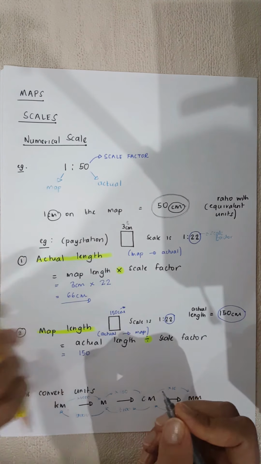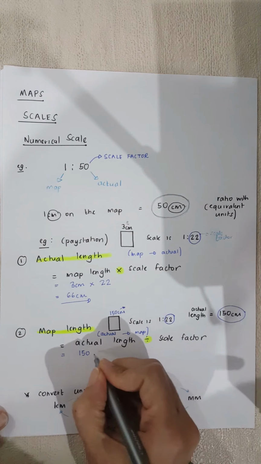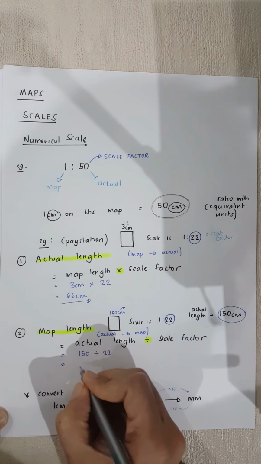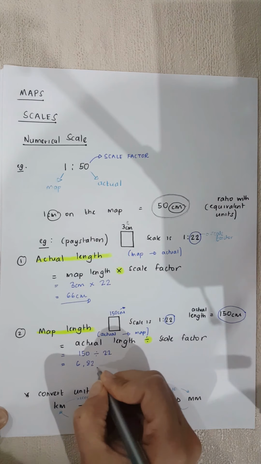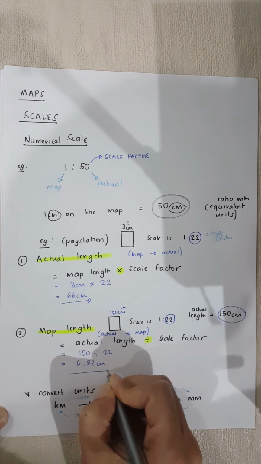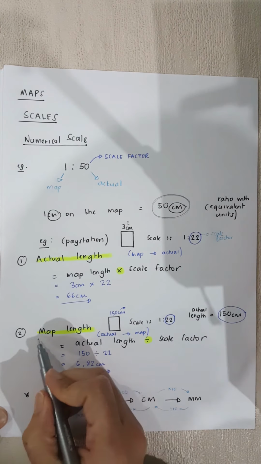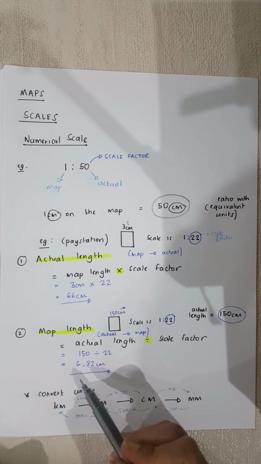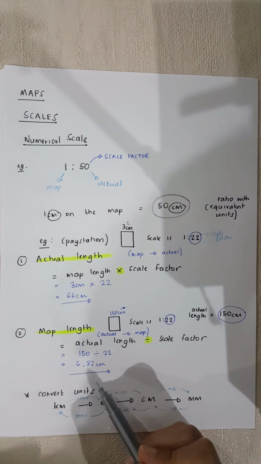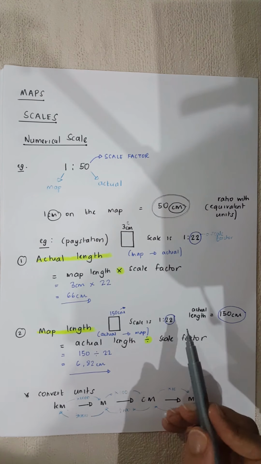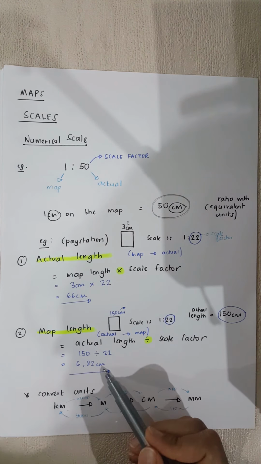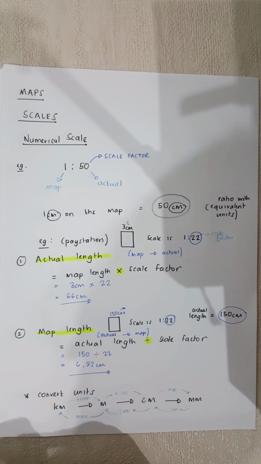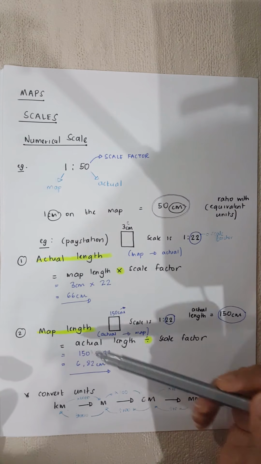and you divide by 22, and your answer is going to be 6,82 centimeters. So now we found the map length. The actual length was 150 centimeters, and we've gone to 6,82 centimeters. If we want to draw it with a scale of 1:22, we're going to draw 6,82 centimeters to represent that 150 centimeters. Can you see the difference between the two calculations?